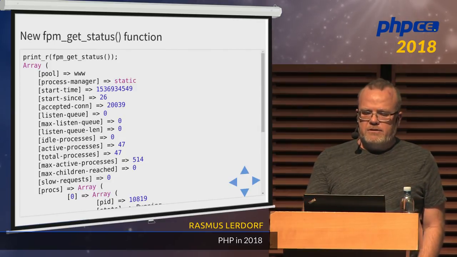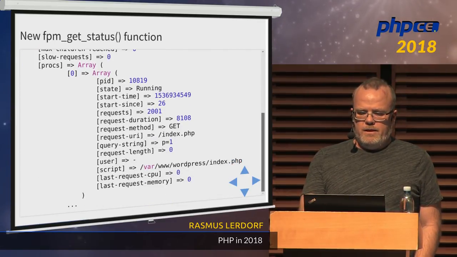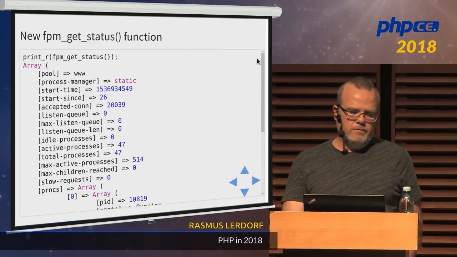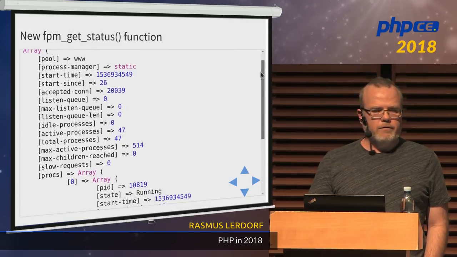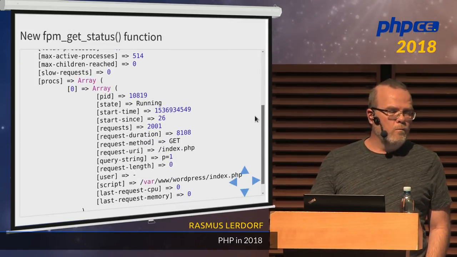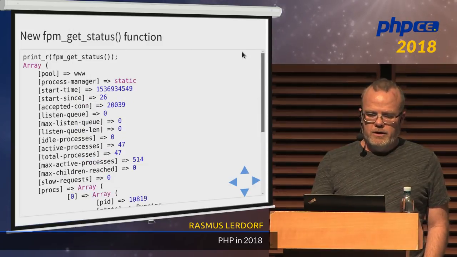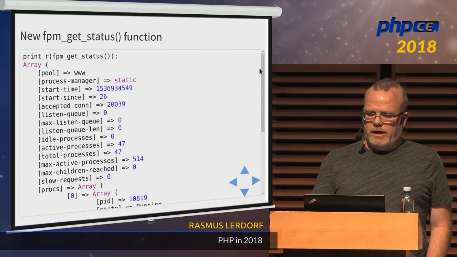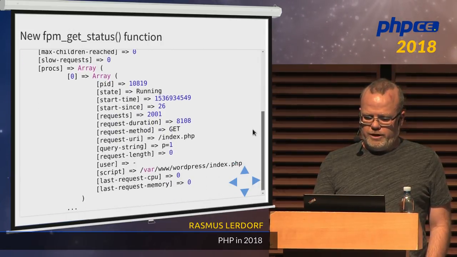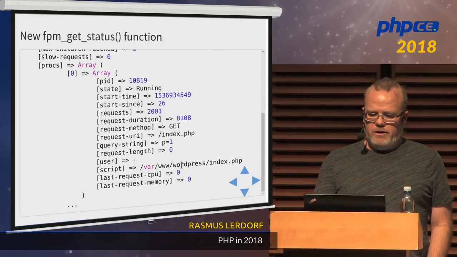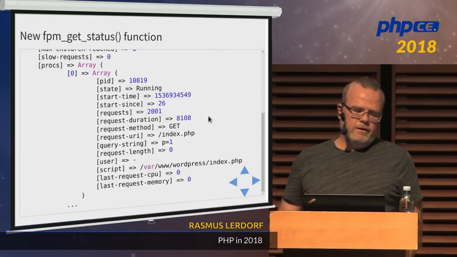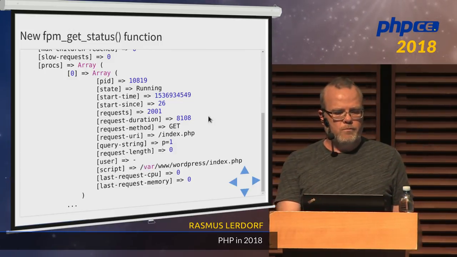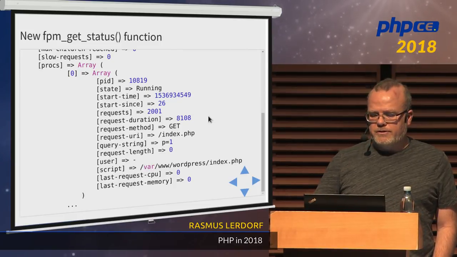There's a new FPM status function, which lets you make some pretty cool dashboard pages, like Ganglia or whatever, to check on what your PHP-FPM processes are doing. So you get the overall status for the pool. This one is for the www pool, and it's currently serving a WordPress request, it looks like. And you get a few things on it. It's kind of like the status page that Apache has, for example, where you can see all the different processes. You now get that for FPM processes.